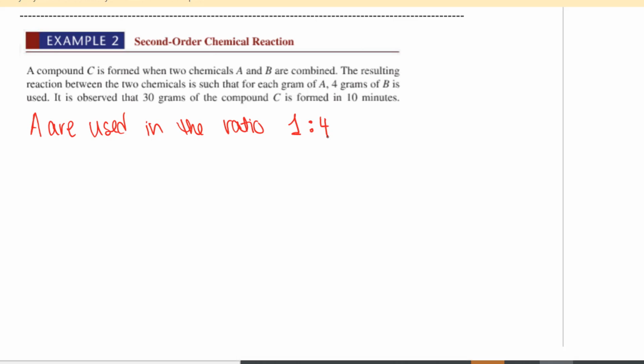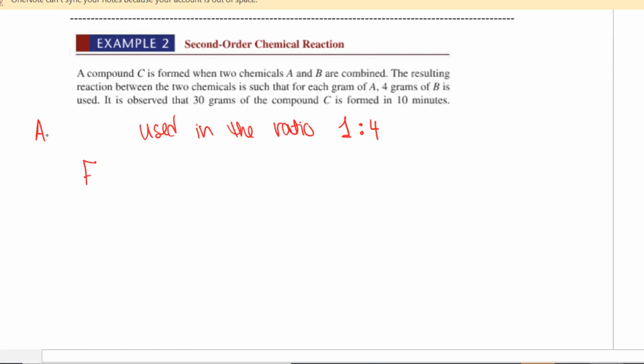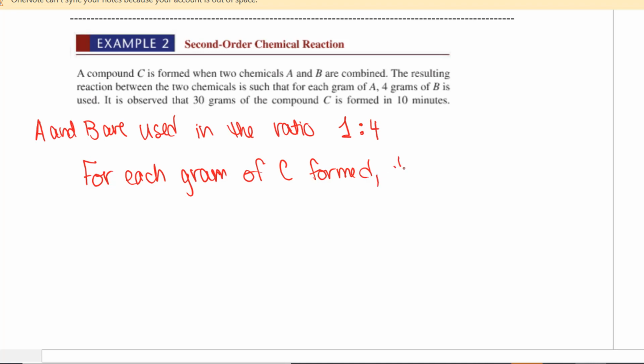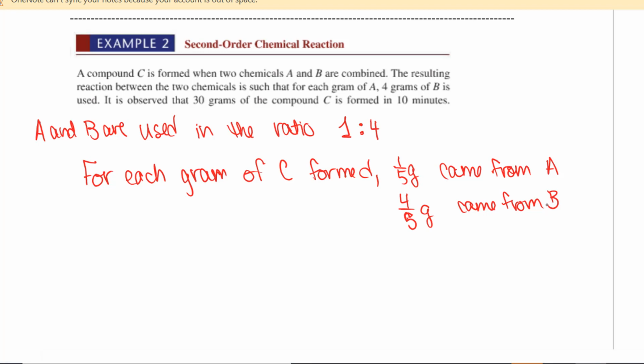So that means for each gram of C formed, one-fifth of a gram kind of came from A, and 4/5 of that gram came from B. So just think there, when you look at that ratio 1 to 4, that's a total of 5 parts. 1 of the 5 was A, 4 of the 5 were B.